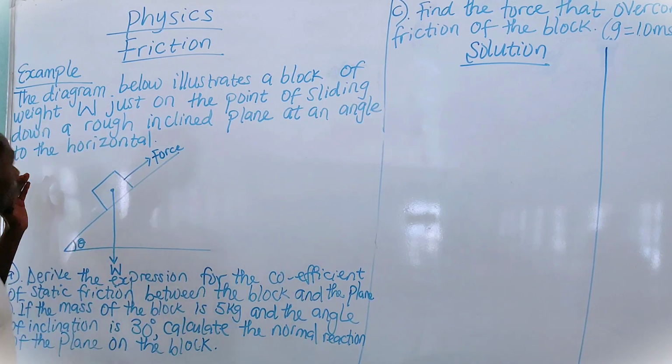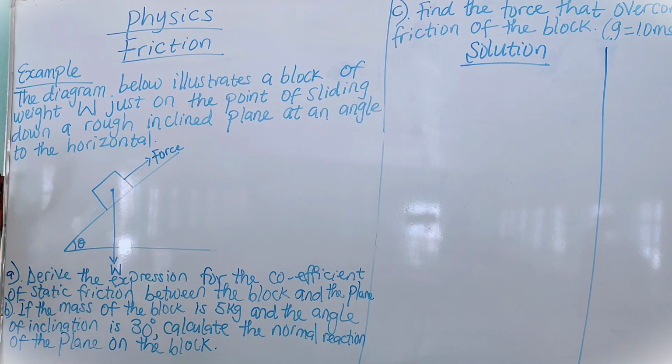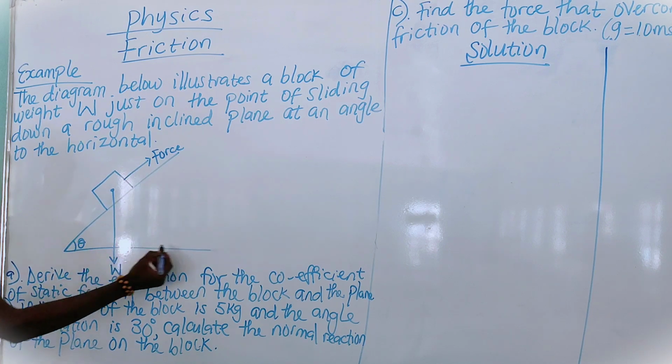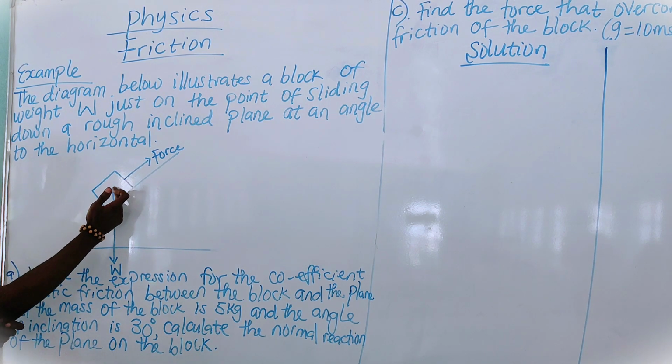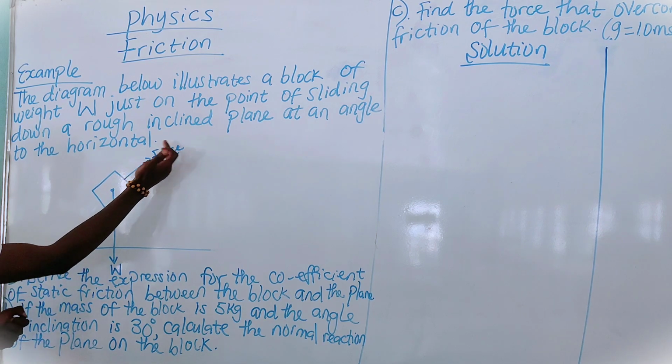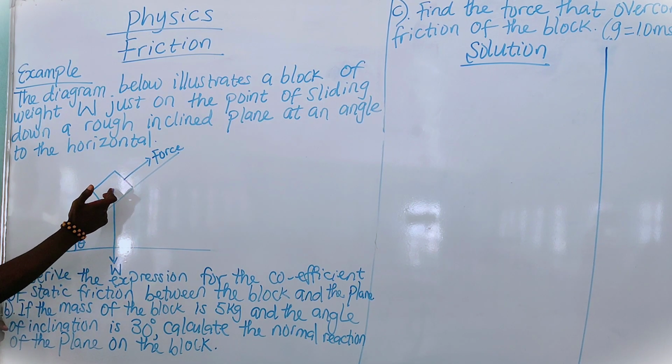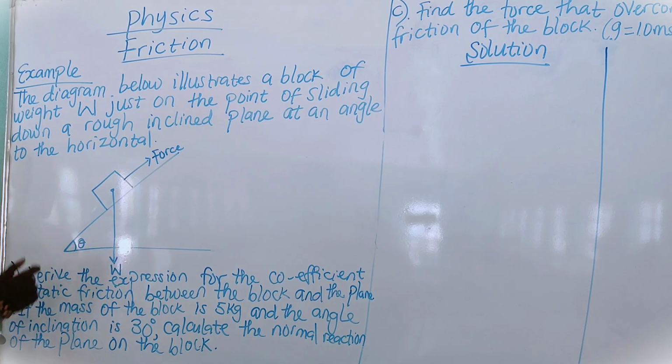Okay, so the question we have is, we have a diagram and we are told that this diagram illustrates a block of weight W just on the point of sliding down a rough inclined plane at an angle to the horizontal. So this is an inclined plane at a particular angle to the horizontal. This is the angle of inclination theta from the diagram. So this is a block of wood, and this is a force tending to pull the block up, and then the weight of the block is acting downward.